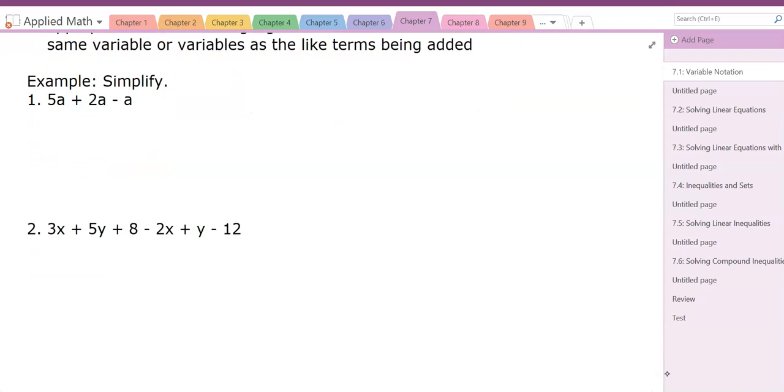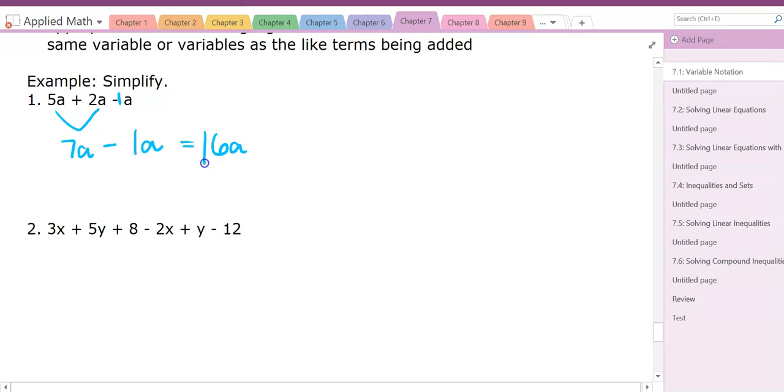For example, if I have 5A plus 2A minus A, remember that minus A technically has a 1 sitting in front of it. So I'm taking 5A plus 2A, this would be a 7A, and then I'm subtracting 1A. So 7 minus 1 is going to leave me with 6A.